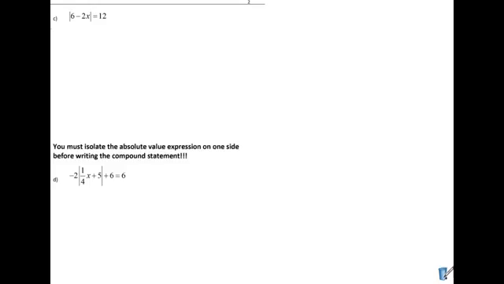Okay. Now let's try this one. The absolute value of 6 minus 2x equals 12. Well, we're going to do just like we did on the last one. I take 6 minus 2x and set it equal to 12. And I take 6 minus 2x and set it equal to negative 12. And then we just solve. This is not so bad.